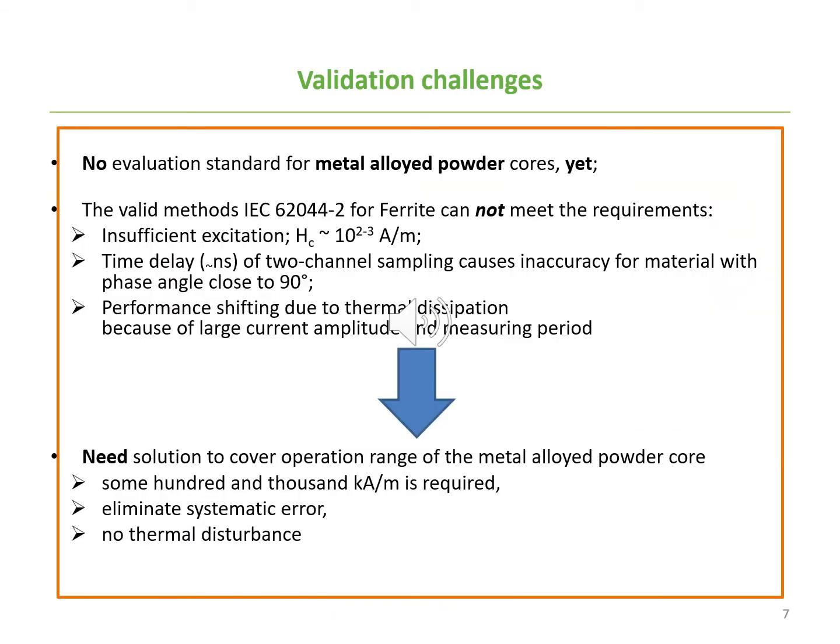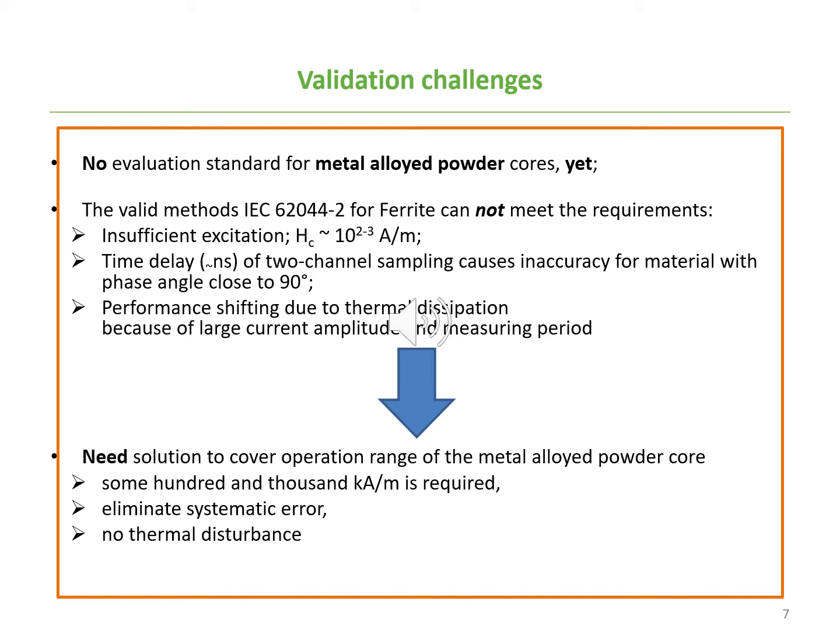It's a big challenge to validate low permeable materials accurately. Like metal alloy powder core, even though it has been used for over half a century, the classification is still at the beginning. It is decided by the committee that the metal alloy powder core is going to be classified under ferrite standards. And ferrite standards are well established over 30-40 years.